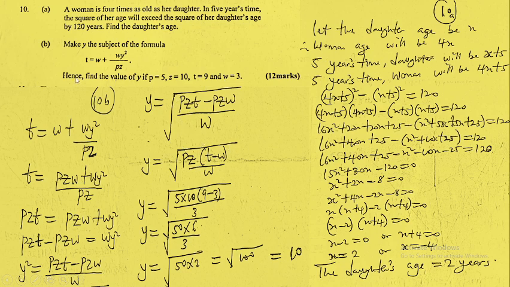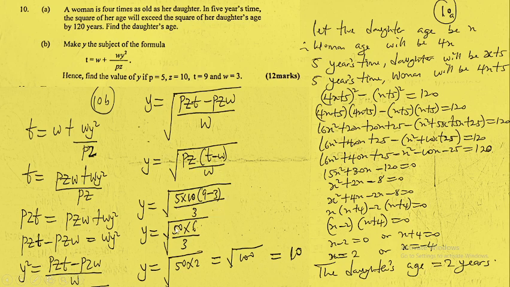Then the next question is you have to find the value of y if p is 5, z is 10, t is 9, w is 3. To make the solution easier for us, I know that something is common here. In this numerator, pz is common, so I can factorize it out: pz times t minus w, over w. Then I put the value of p, which is 5, z is 10, times t, which is 9, minus w, which is 3, so I have this over 3.